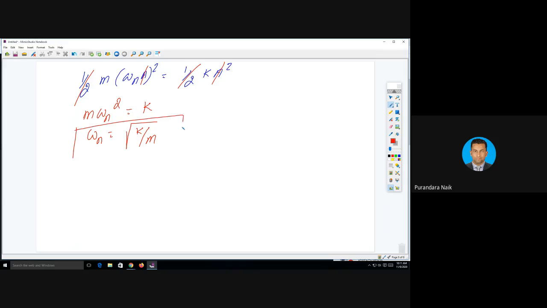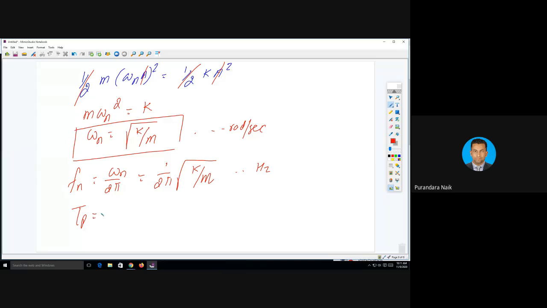This is angular velocity. But natural frequency is equal to omega n by 2 pi, which is 1 by 2 pi into square root of k by m hertz. Time period Tp is 1 by Fn, equal to 2 pi square root of m by k.